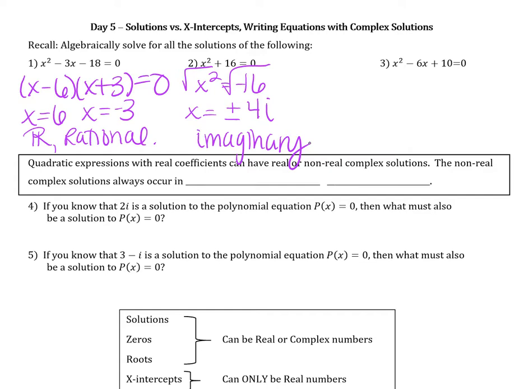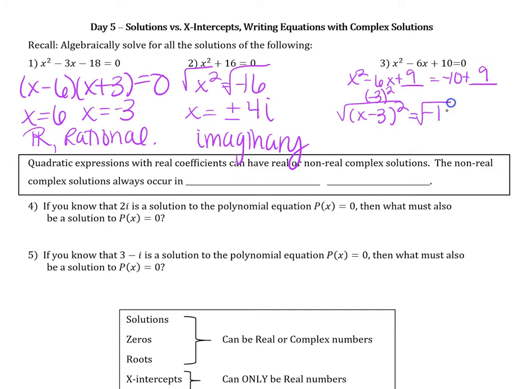Lastly, over here, factors of 10 that sum to negative 6: 5 and 2, 1 and 10, none of those are going to work. So that means I need to either complete the square or do the quadratic formula. I'm going to complete the square to make things interesting. Subtract the 10 over, I should say. Put in my plus blanks. So half of negative 6 is negative 3, squared is 9. Okay, so I'm getting x minus 3 squared is equal to negative 1.